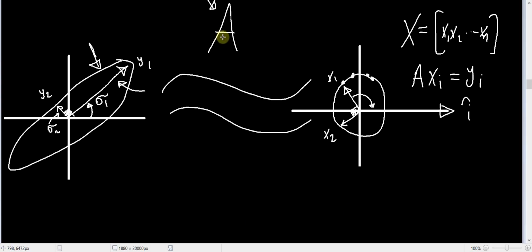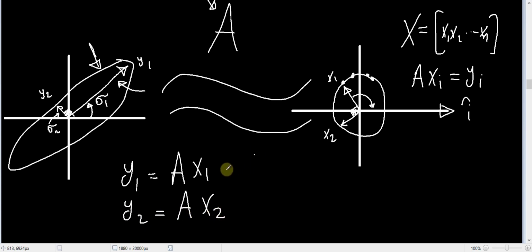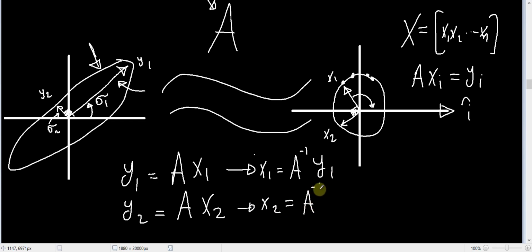In this video, I'd like to show you that those vectors x1 and x2 are guaranteed to be perpendicular to each other. We know the following. We know that y1 is equal to A multiplied by x1. We also know that y2 is equal to A multiplied by x2. This means that x1 is equal to A^-1 multiplied by y1. Also, x2 is equal to A^-1 multiplied by y2.